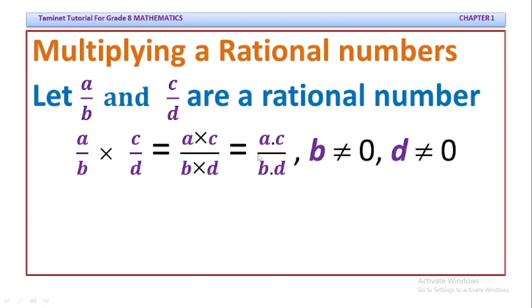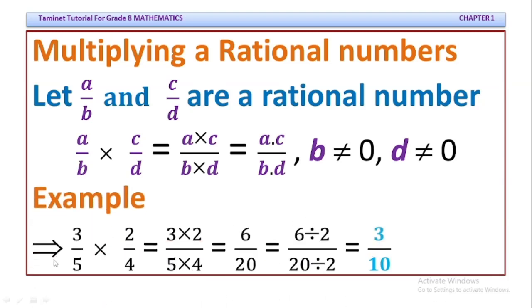Or we can also write it like this. We can use a dot for multiplication. So A dot C over B dot D, or A times C over B times D, but B and D must be different from 0. This is a restriction. Without this restriction, the expression is not always true. We can use this rule for multiplying two given fractions or two given rational numbers.